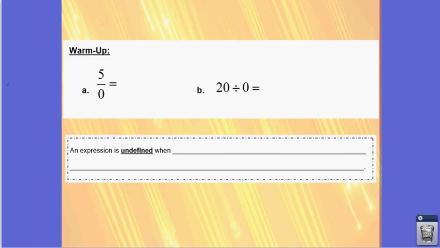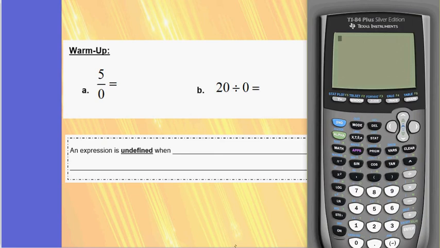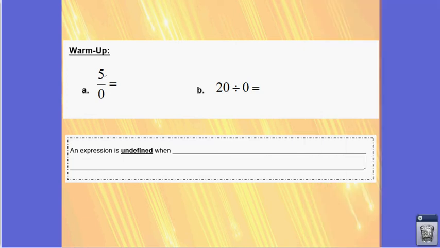Okay, for the warm-up, we have two problems. Part A wants to know what is 5 divided by 0. Sometimes these simple ones can be confusing. So let's check our calculator. I'm not sure if it's 0. Let's see. If I do 5 divided by 0, it gives me this error message, divide by 0. So let's quit by hitting enter, and let's think about what this means.